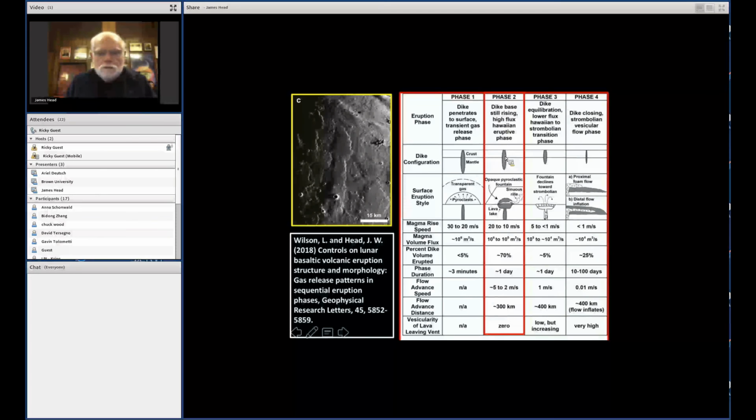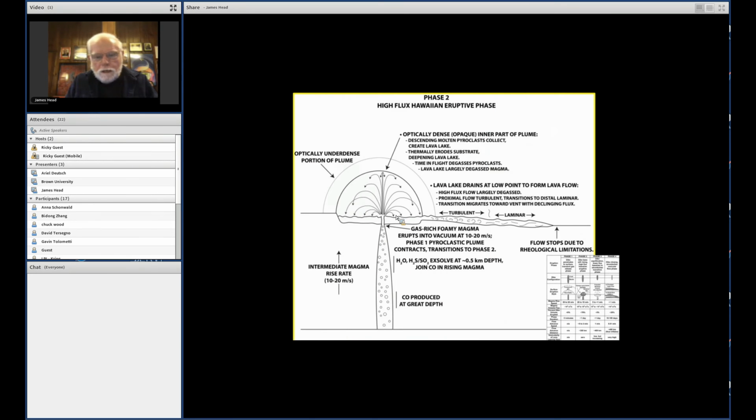The second one is the dike base is still rising, okay? There's a high flux because this is the major part of the dike, okay, 70% of the dike. And this initiates a Hawaiian eruptive phase, which in fact is getting rid of a lot of gas as the magma is coming out. And it indeed is about 70% of the magma comes out at this point. And if you take a look, you're predicting here that we're actually getting a very, very large optically dense plume in the interior part and an optically underdense portion of the plume in the exterior. And this results in a variety of cooling behaviors for the pyroclastics.